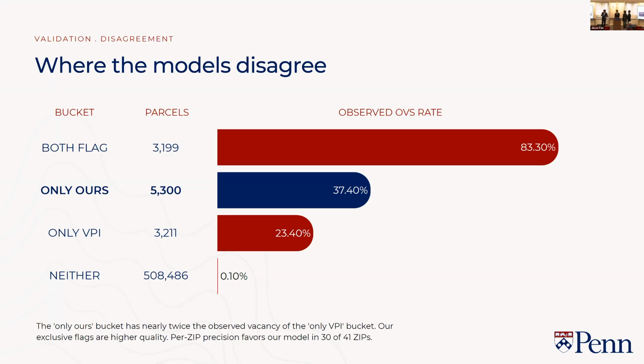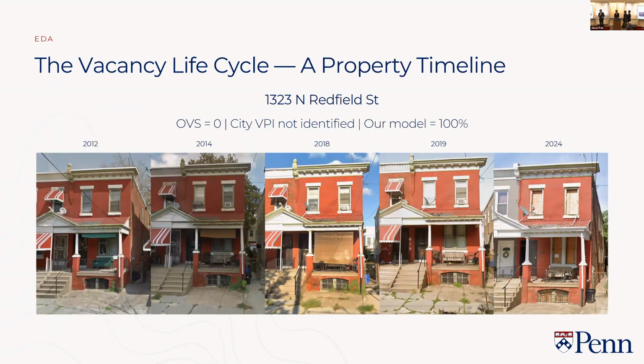So one thing you might remember is this house right here. This is actually something our observed vacancy status flagged as not vacant. So it's OVS 0. The city VPI actually doesn't identify it at all as vacant, yet ours puts it at 100%, telling inspectors you have to go there.